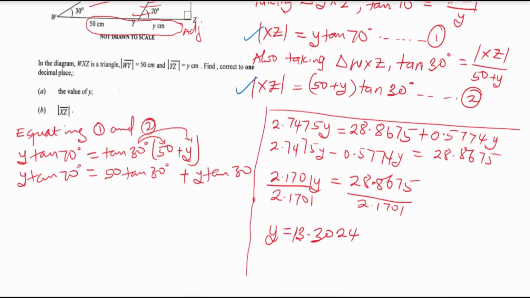13.3024. And remember, we are back again to correct to 1 decimal place, right? So y will be equal to 13.3 centimeters. That is to 1 decimal place.